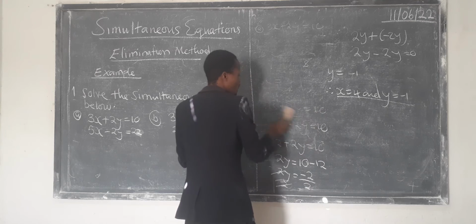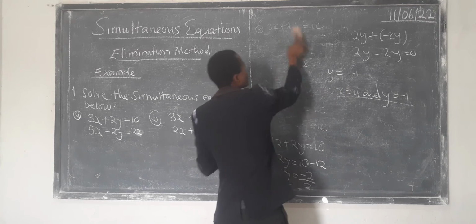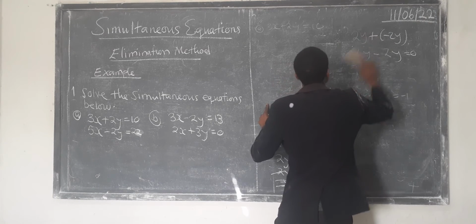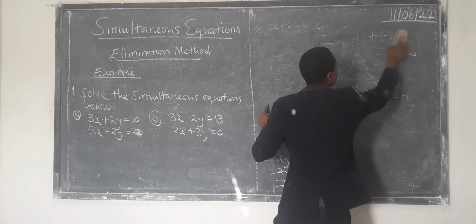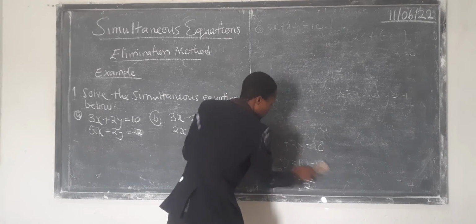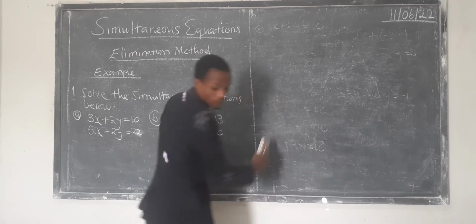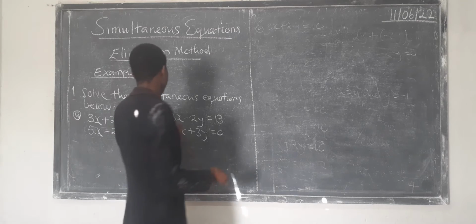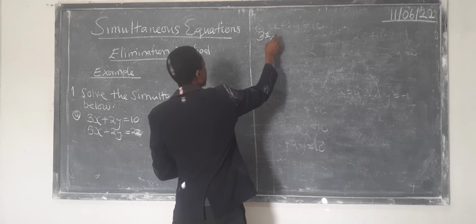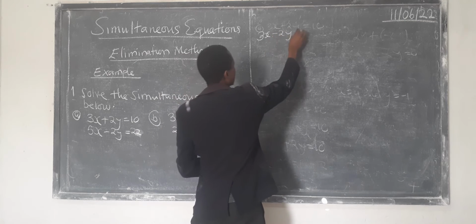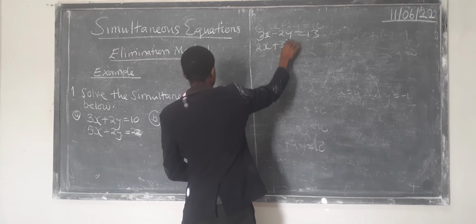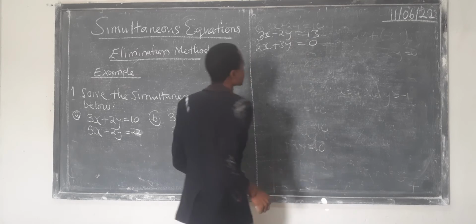It is a different case in example B because neither of those numbers are the same, although with the signs, they are different with y. So we have 3x minus 2y is equal to 13, and 2x plus 3y is equal to 0.